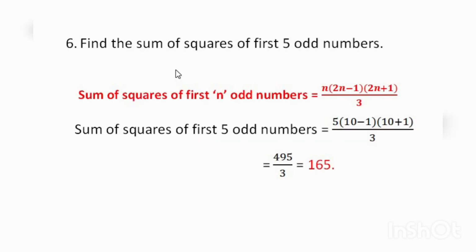Sixth workout question is find the sum of squares of first 5 odd numbers. We know the equation for the sum of squares of first n odd numbers equals n into 2n minus 1 into 2n plus 1 by 3. So we can easily find the sum of squares of first 5 odd numbers by substituting n with 5. So we will get 5 into 2 into 5, which is 10, 10 minus 1 is 9, into 2 into 5, which is 10, plus 1 is 11. So 5 into 9 into 11 is equal to 495, divided by 3, we will get 165.